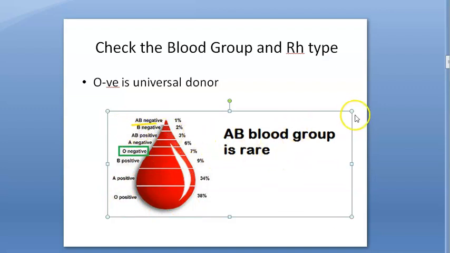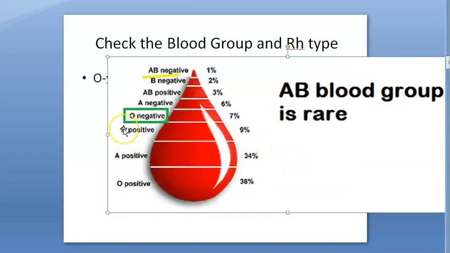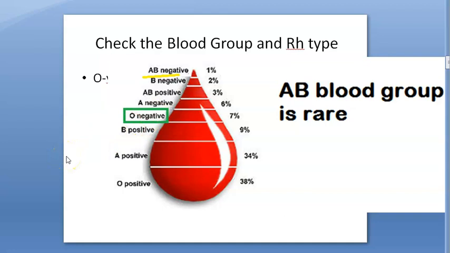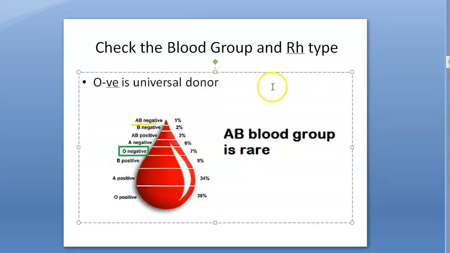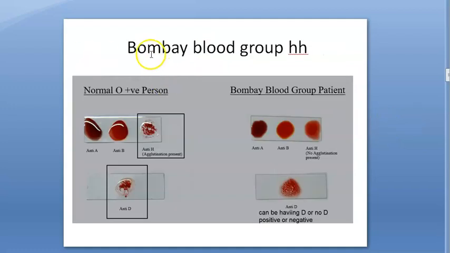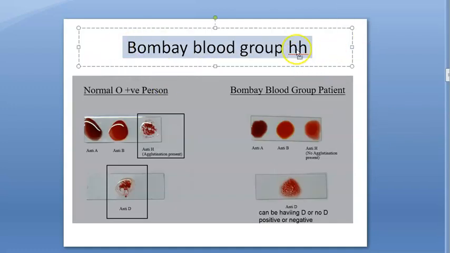Who is the universal donor? It is O negative. O negative is the universal donor. However, this O negative cannot give even to the Bombay blood group. Bombay blood group is nothing but the HH group. We'll come to this. So there is something called the Bombay blood group, HH.